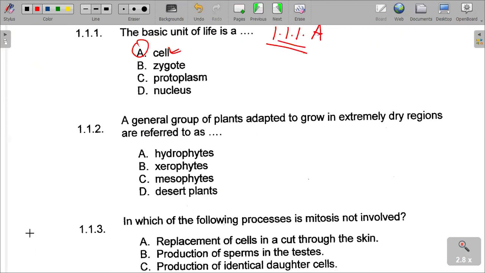A general group of plants adapted to grow in extremely dry regions are referred to as what? They are referred to as xerophytes. Xerophytes are types of plants that are adapted to grow in dry regions. So the answer is B. Please note that in this case, I'm just going to give you the answers as they are. The answer is B.